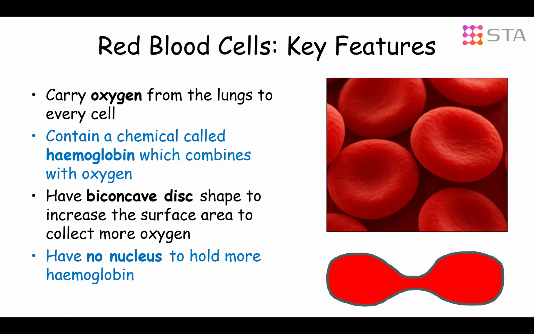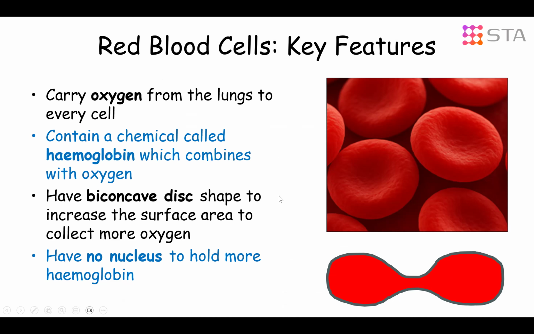Now, something else that's very unusual about red blood cells, which is why we describe them as specialized. Red blood cells have a biconcave disc shape. What on earth does that mean? It's a little bit like a donut, okay, but without the hole.